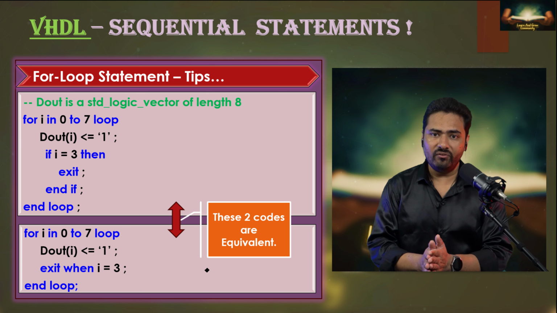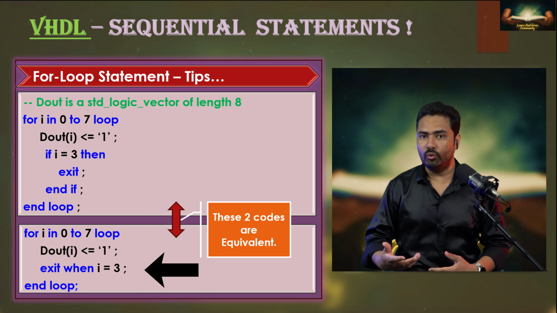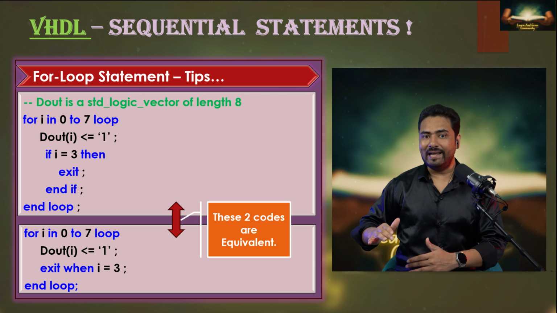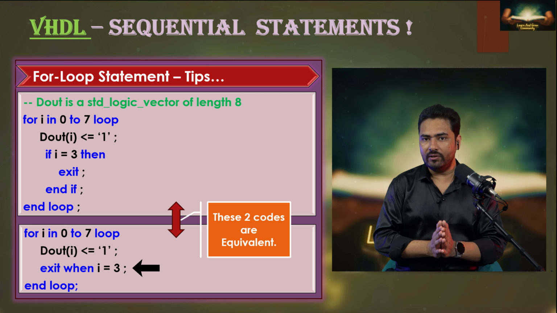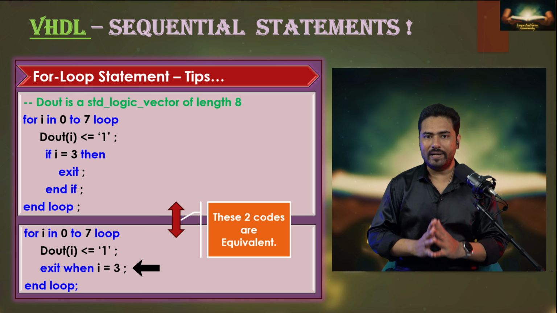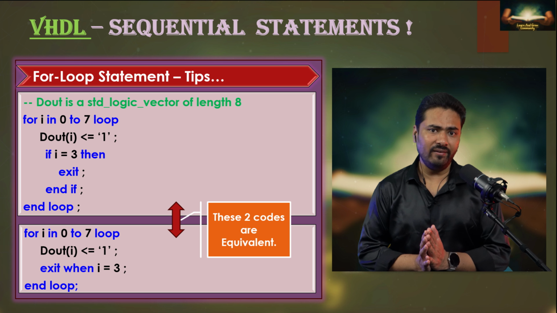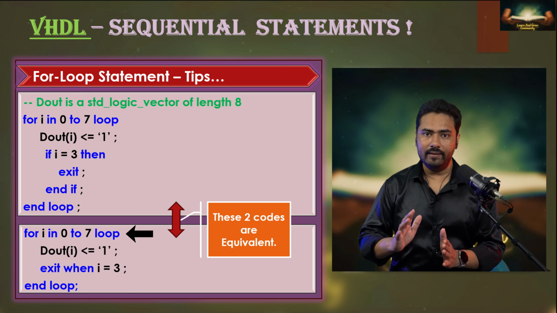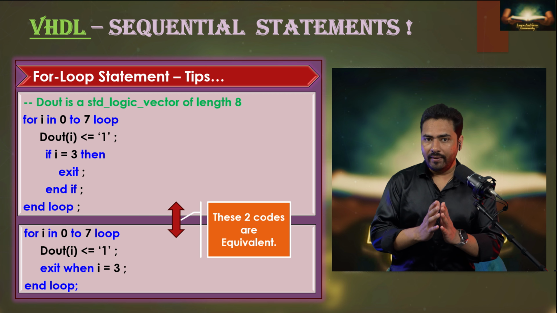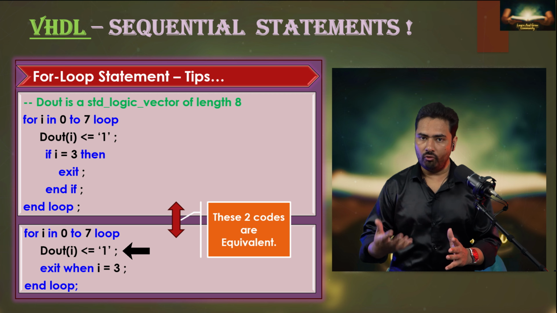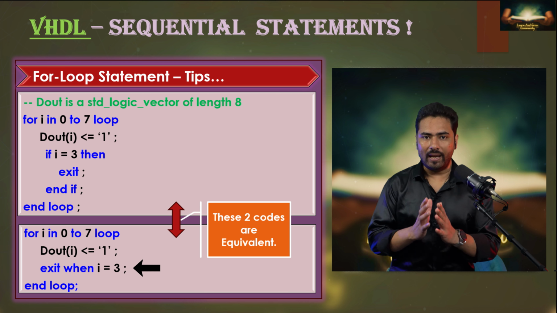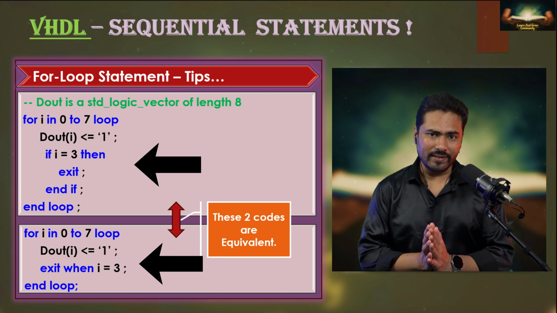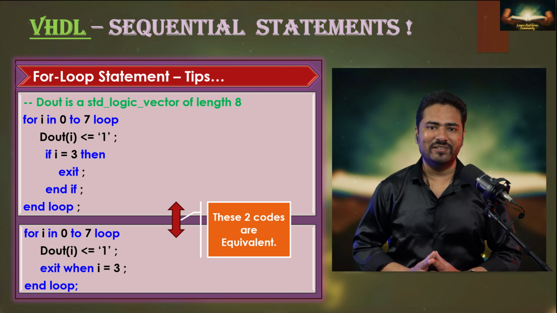There is an alternative way of writing the same code, which you can see in the second example. Here I have used a when statement instead of an if statement to exit the loop. So I have written for I in 0 to 7 loop, Dout(I) gets a value of 1, exit when I equals 3, end loop. And these two statements are equivalent to each other.